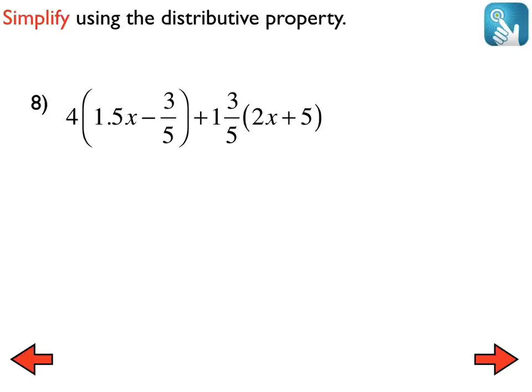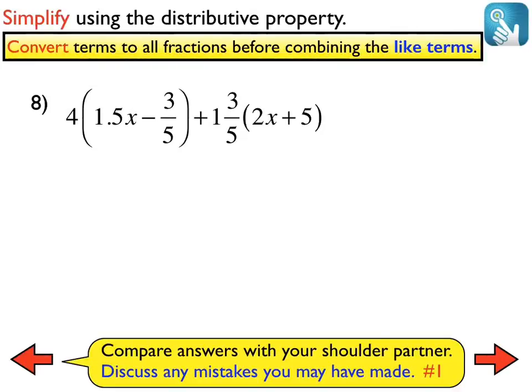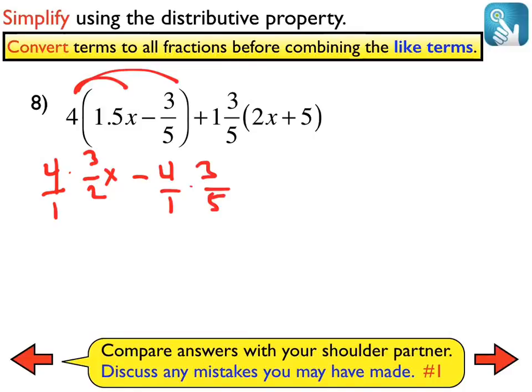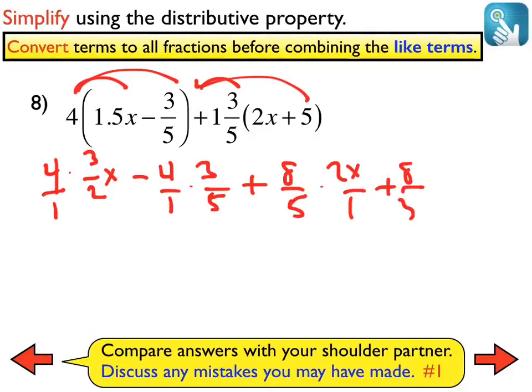First step is to distribute, right? So we have 4 times 1.5. If you did that as decimals, you'll see that it's actually an integer, so you didn't have to change it to 1.5. But if you did, 1.5 is 3 over 2, so I'm going to do that. 4 over 1 times 3 over 2x minus 4 over 1 times 3/5 plus, this is 8 over 5 times 2x over 1 plus 8 over 5 times 5 over 1.